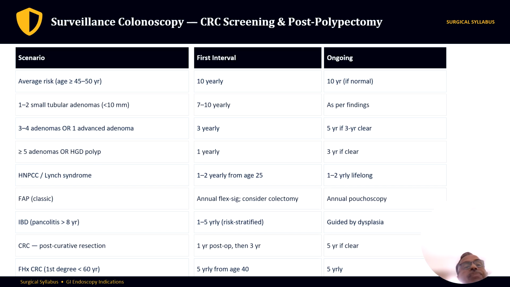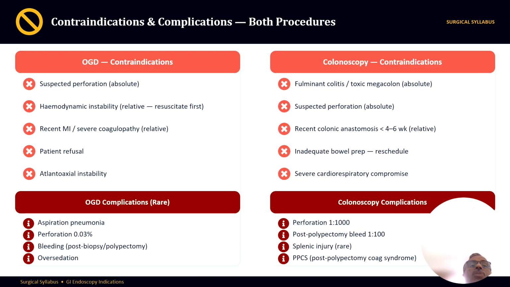Colorectal carcinoma, post surgery or post curative resection: 1 year postoperatively it should be done, and then every 3 years, and if it is clear, then every 5 years. For a first degree relative of a colorectal carcinoma patient, colonoscopy should be done from the age of 40, every 5 years, and ongoing every 5 years. So these are the indications for surveillance colonoscopy.